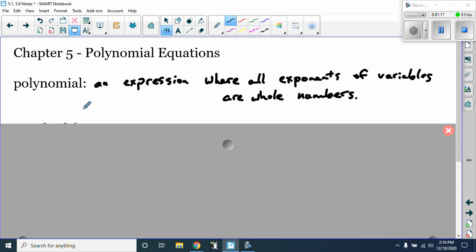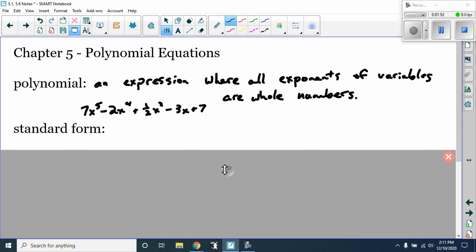So a polynomial looks something like this: 7x to the 5th minus 2x to the 4th plus 1/2 x squared minus 3x plus 7. This would be a polynomial. Notice the exponents. None of them are negative. None of them are fractions. This one here technically is x to the 0, which is okay. I have a 1/2 in there, but 1/2, that's the coefficient. That's not the exponent. So all the powers of x are positive numbers or zeros. It's like x to the 0.